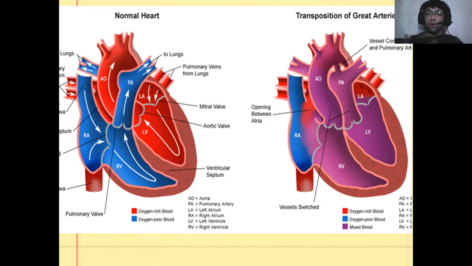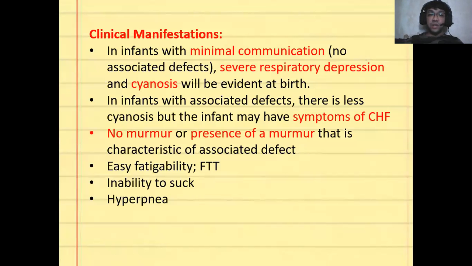But this PDA, or patent ductus arteriosus, will somehow allow a small amount of oxygenated blood to pass through it. But it's still not enough for the growing body of an infant. So the clinical manifestations: in infants with minimal communication or no associated defects, there will be severe respiratory depression and cyanosis, which is evident at birth.